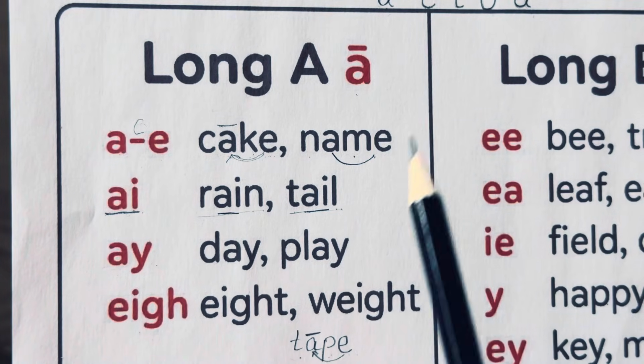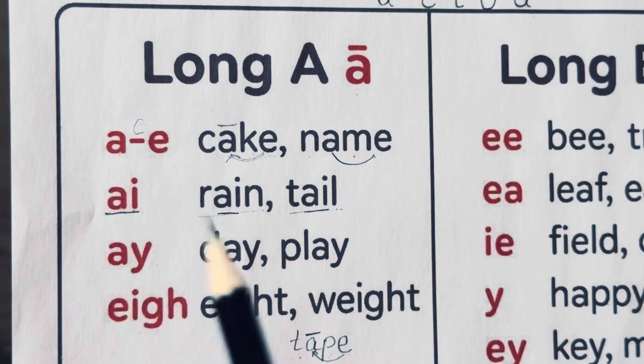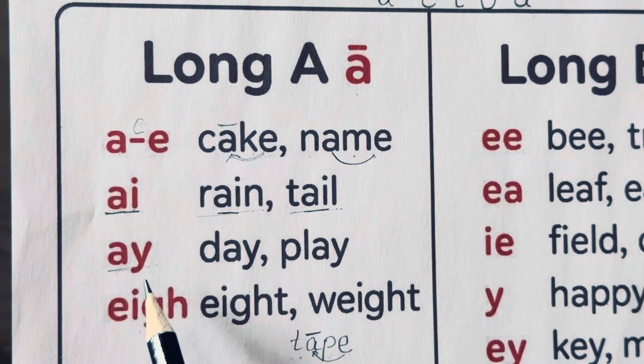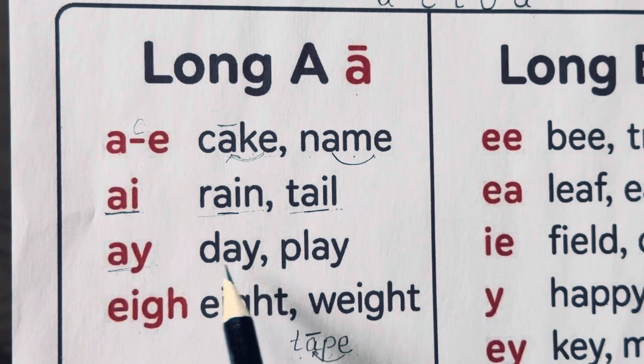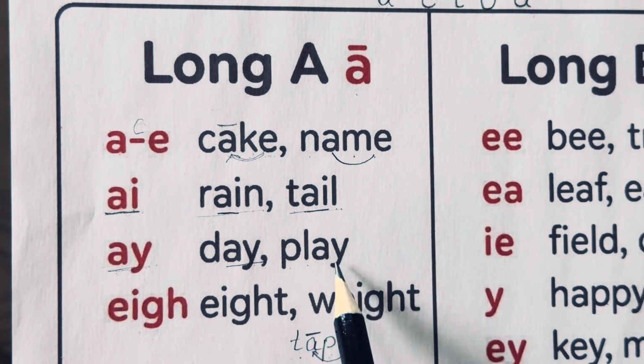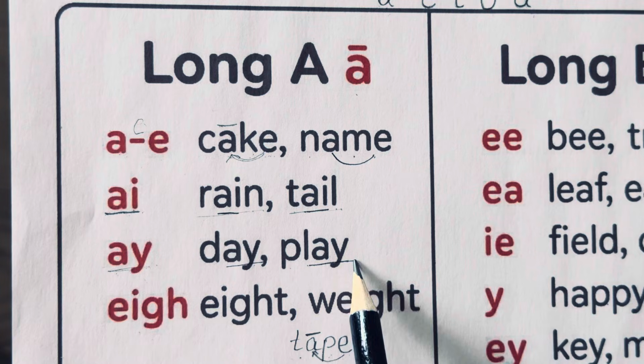Next long vowel A spelling pattern is A and Y, which make the long vowel A sound. This spelling pattern usually comes at the end of a word, as in d, a, y, day; p, l, a, y, play.